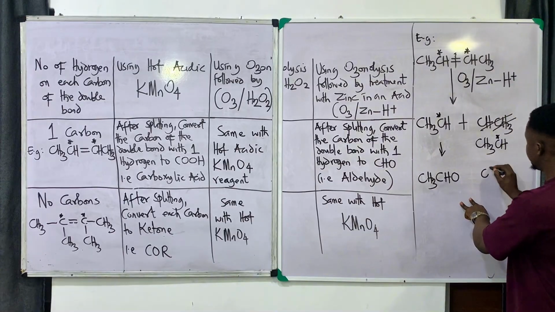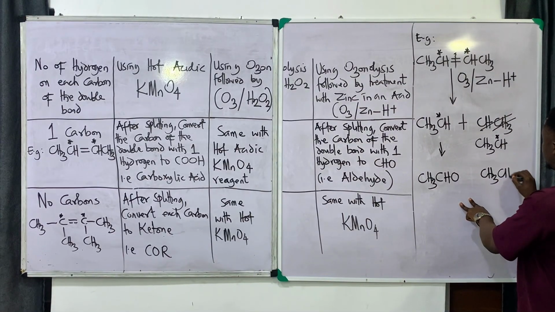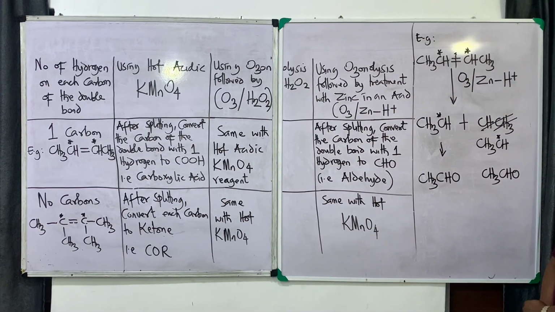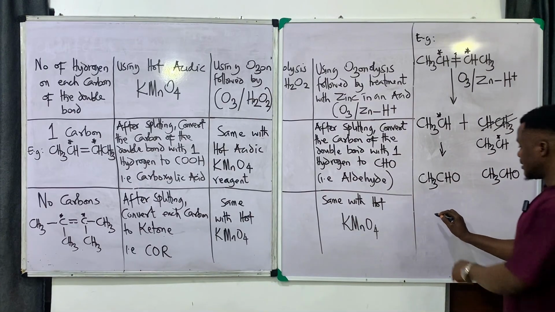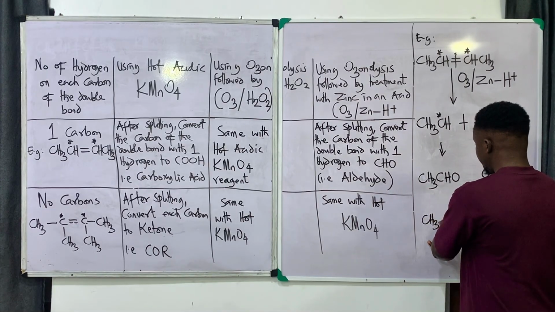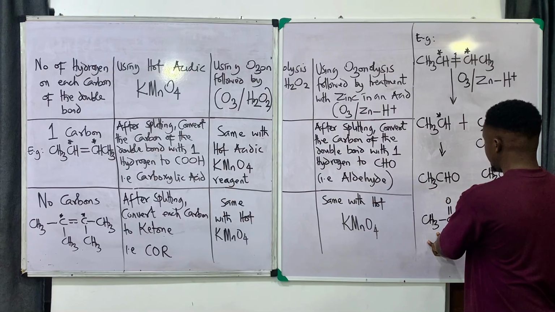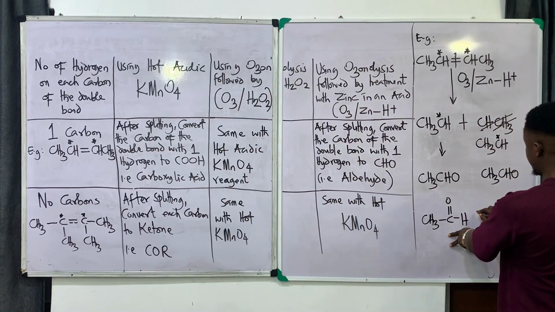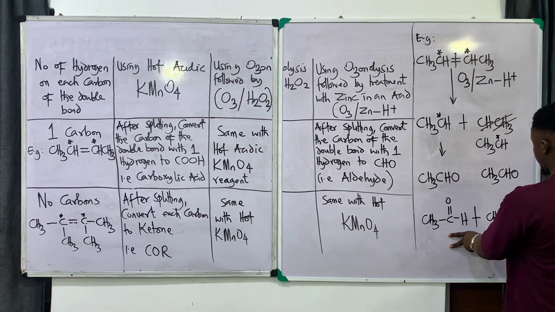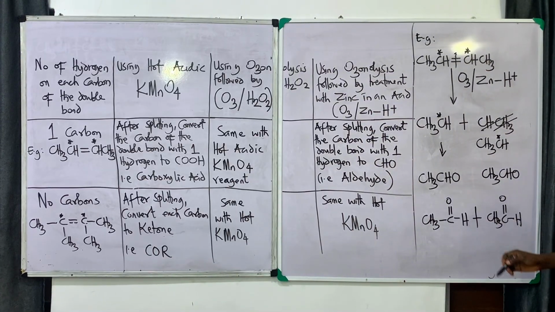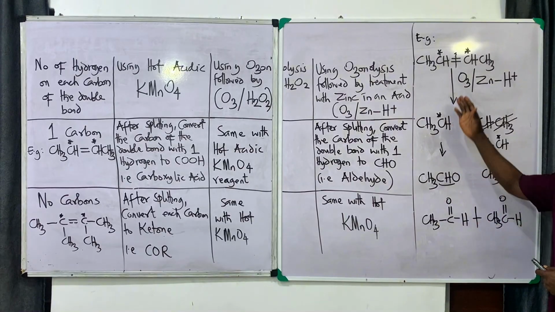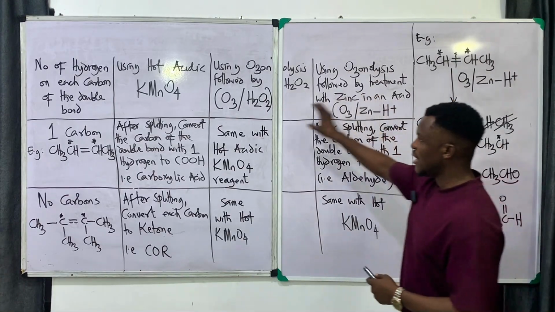We have CH3CHO. Do not forget that this can still be written as CH3CHO, they still mean one and the same thing. So this is an aldehyde functional group and this is an aldehyde functional group. So you can see the difference between this particular reagent and these two reagents.